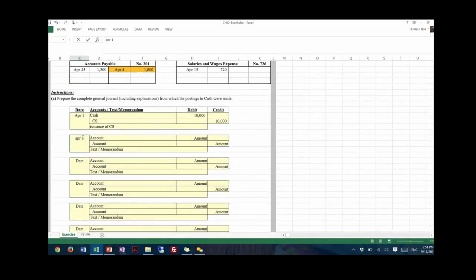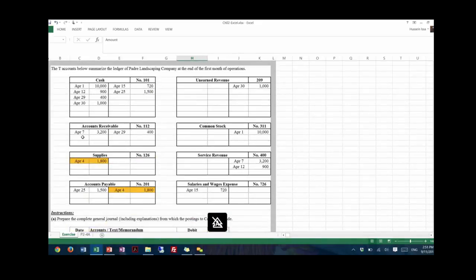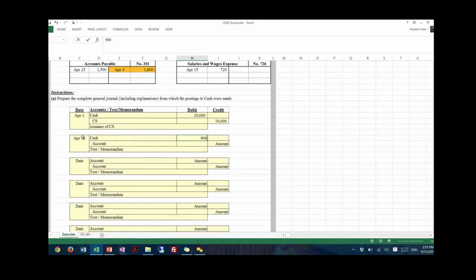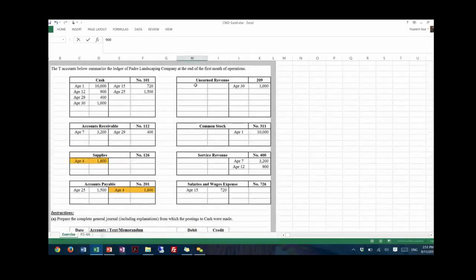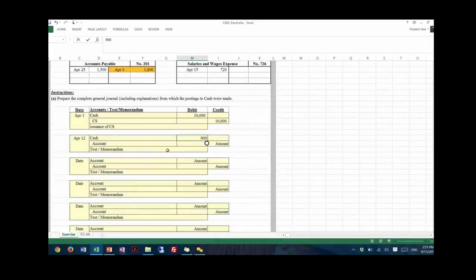April 12. What do we have on April 12? Cash was debited, right? 900. Let's look at something that has April 12 and 900. Which one is it? Service revenue. So the company provided services. We have 900 also credited, and this was provided service for cash. Next is what?